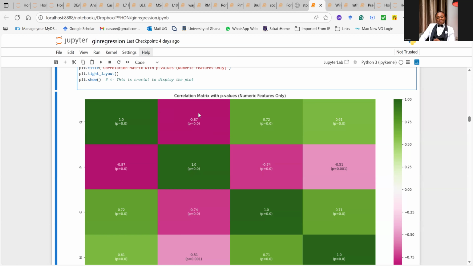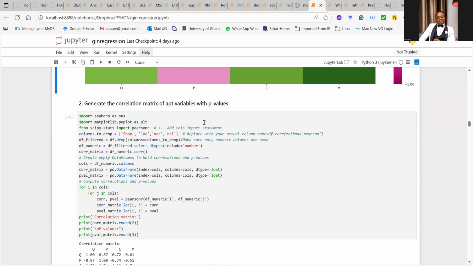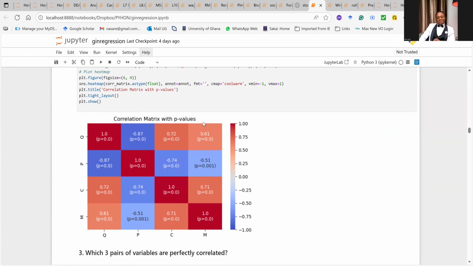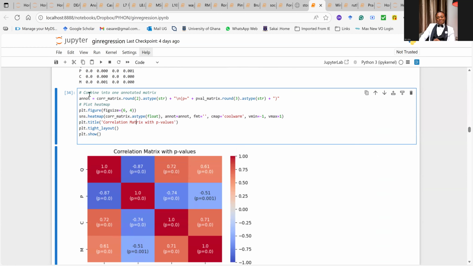This is a heat map. For each one, there is the correlation value and the p-value. But this one is too big. The numbers are tiny looking. So I did another one here. And then another one here. Of course, it has a small amount of code, but please note that the code above will all be needed.